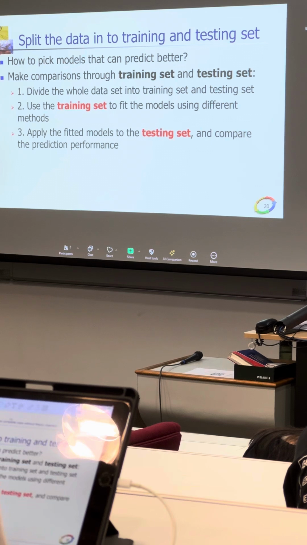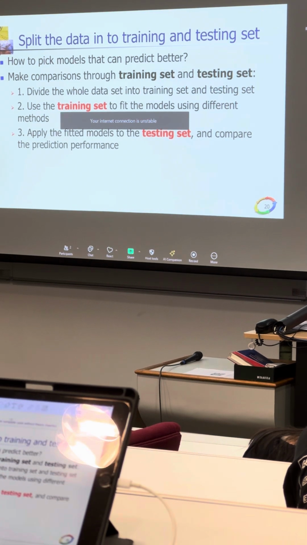Now, let's look at the performance metrics in the test set. That will be the root mean square error.